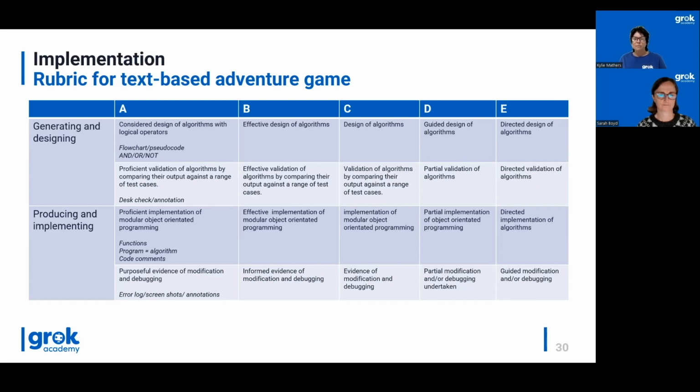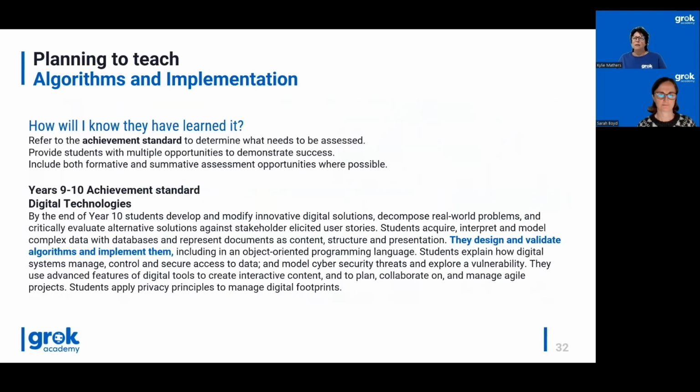So for years 9 and 10, things change a little bit. Again, we've got the achievement standard. And by the end of year 10, students develop and modify innovative digital solutions, decompose real-world problems, and critically evaluate alternative solutions against the stakeholder stories. So that one is another step up again from the year 7 to 8. And it gives us an idea of where we're heading by the end of the 2 years.